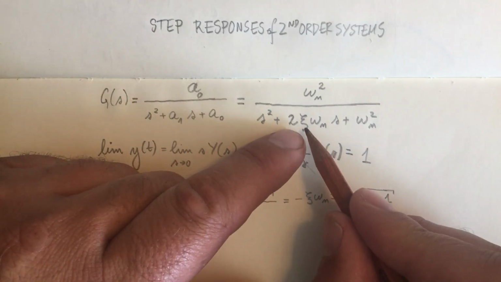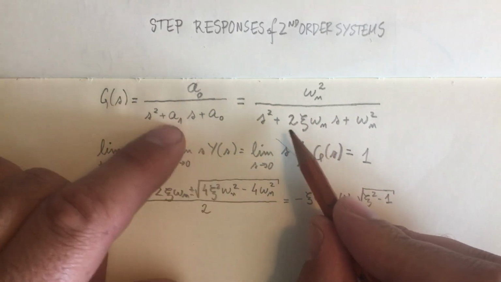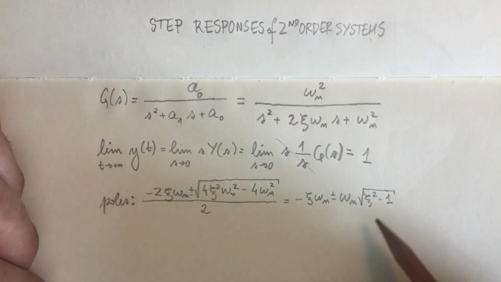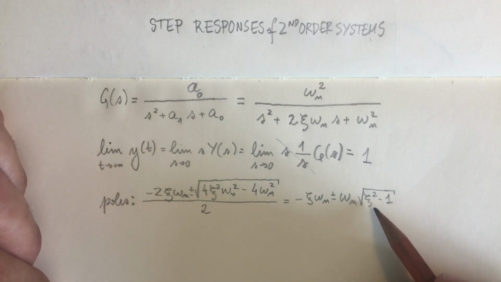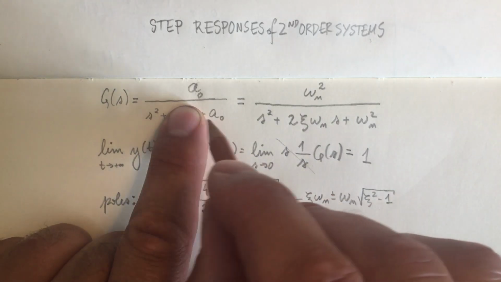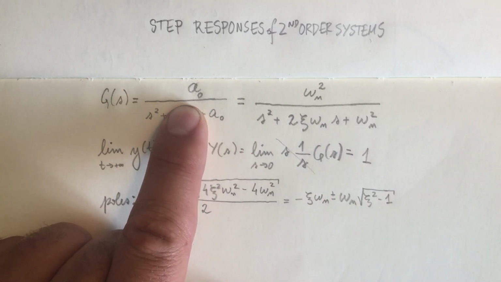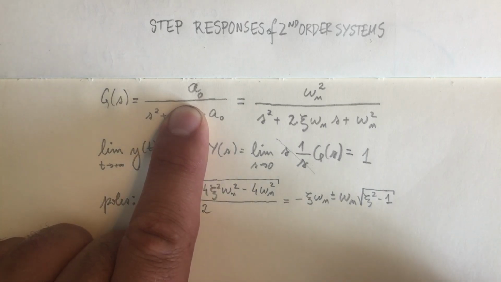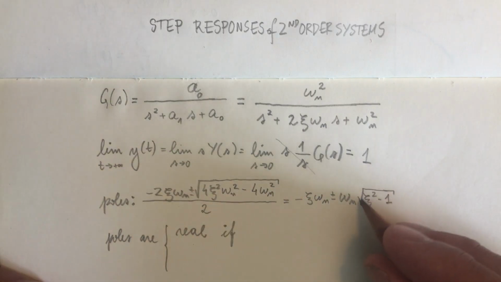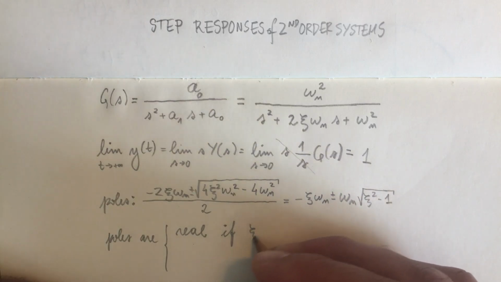Xi cannot be negative, because if Xi is negative, this coefficient will be negative, and as I told you, this means that the poles will be unstable. Xi can also not be 0, otherwise we would not have two stable poles. We would have a pair of complex conjugate poles on the imaginary axis, and the system would be marginally stable. But Xi can be larger than 1, in which case the poles are real.